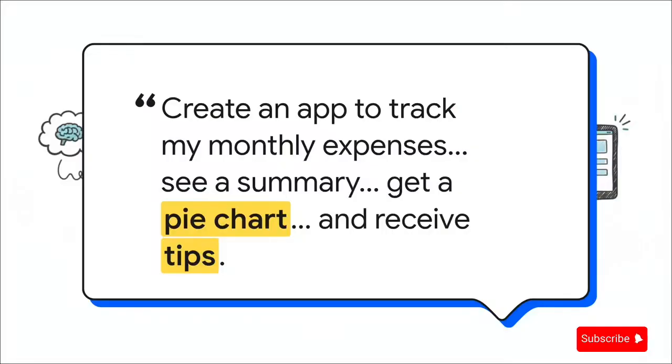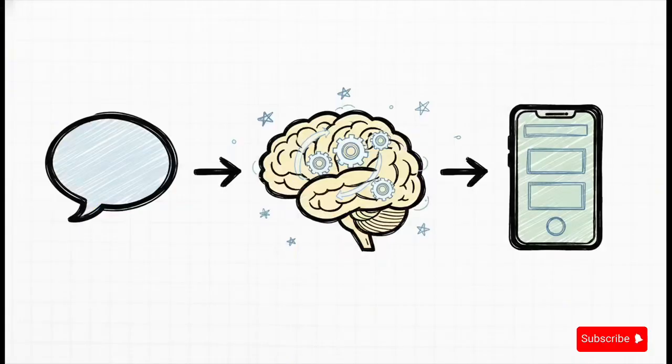And get this, this isn't some made-up example. This is the exact prompt that was used to create that finance app we saw. It's detailed, sure, but it's still just normal, everyday language. You just describe what you want the app to do, what features it needs to have, and what the end goal is. So what happens when you press go?